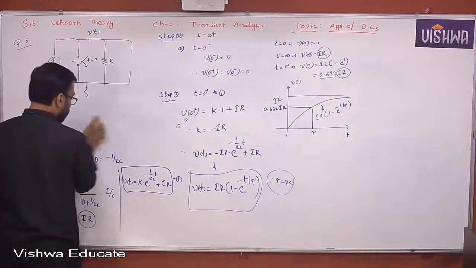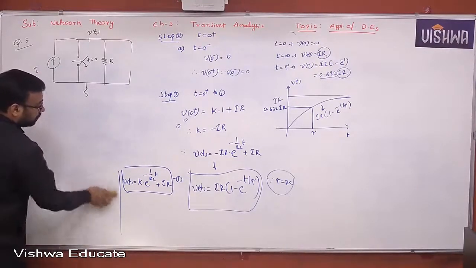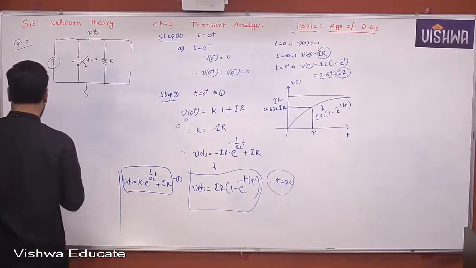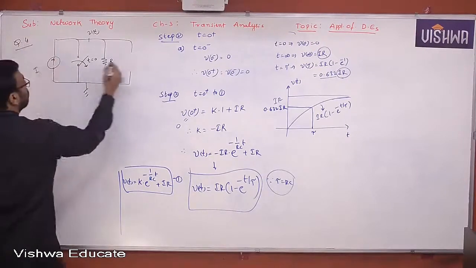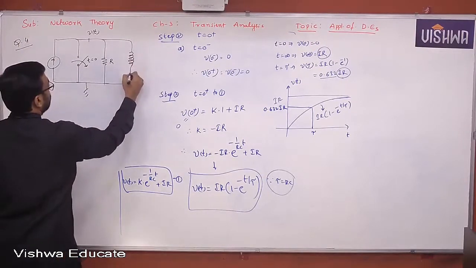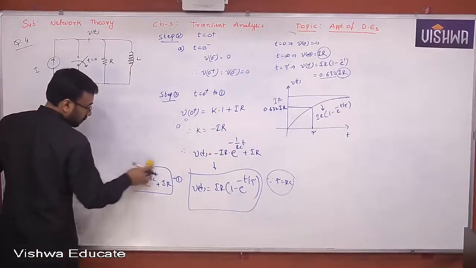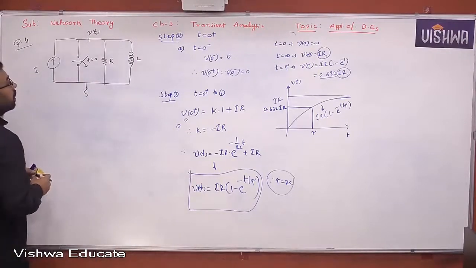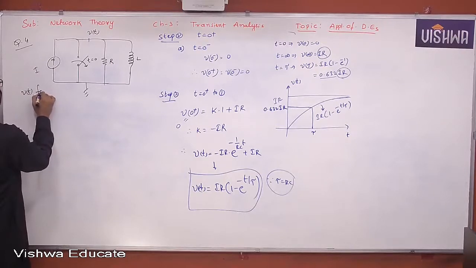Okay, so I think this part is over, right? Let me take another problem here. Question number 4, classroom workbook. The same question: what is V of t for t greater than or equal to 0?